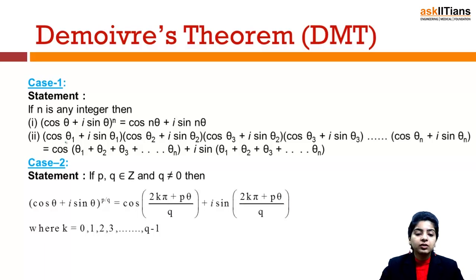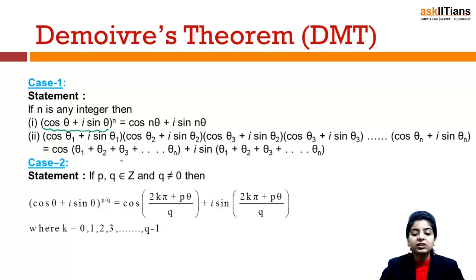So the first case says that if n is any integer, then (cos theta plus iota sine theta) raised to the power n is equal to cos n theta plus iota sine n theta. And secondly, similarly, if you have (cos theta 1 plus iota sine theta 1) into (cos theta 2 plus iota sine theta 2), and so on (cos theta n plus iota sine theta n), then that will be equal to cos of (theta 1 plus theta 2 plus theta n) plus iota times sine (theta 1 plus theta 2 plus theta n).